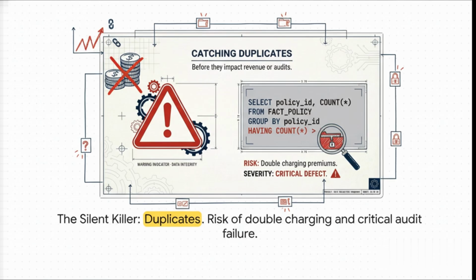You use group by to bundle records by the unique ID, and then the having clause finds any of those bundles with a count greater than 1. If this query returns even a single row, you found a severe defect, end of story.